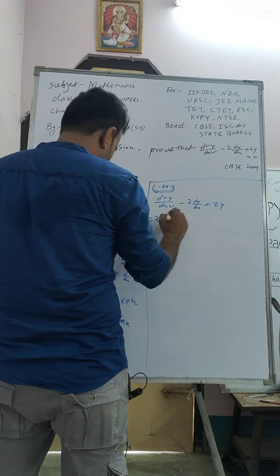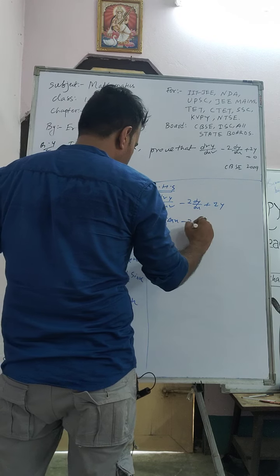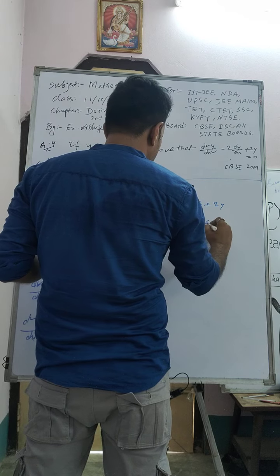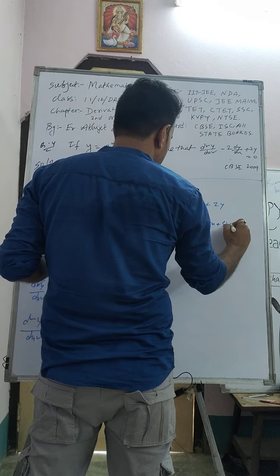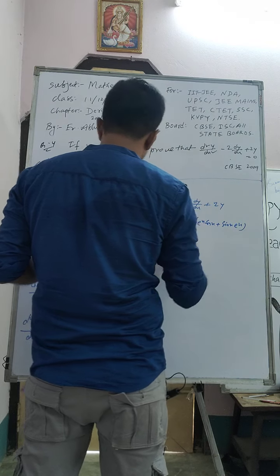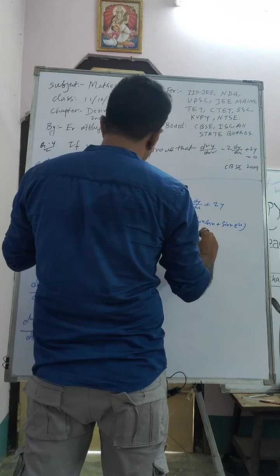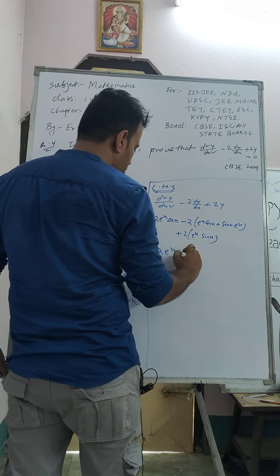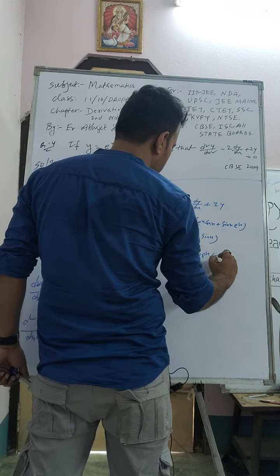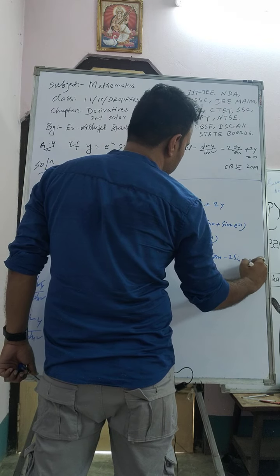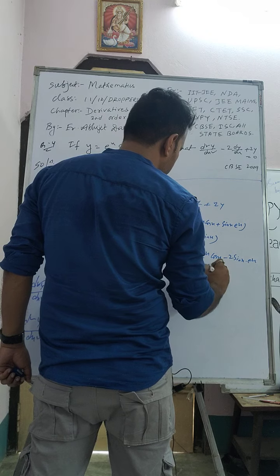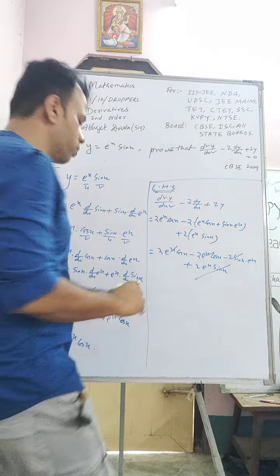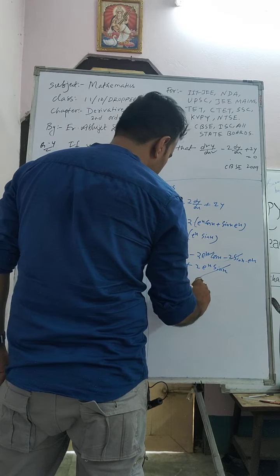It will be 2 e to the power x cos x minus 2, and dy/dx is what? e to the power x cos x plus sin x e to the power x, and plus 2y, y is what? e to the power x sin x. Okay, so I multiply: this is e to the power x cos x minus 2 e to the power x cos x minus 2 sin x into e to the power x, right? And here plus 2 e to the power x sin x. So you see this one will be cancelled out. So what will be left here? It will be 0. So it is the right hand side. So hence proved.